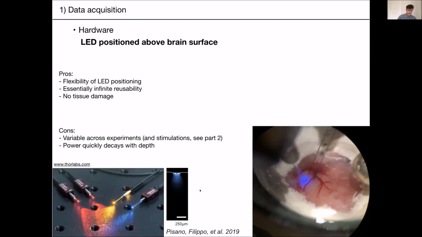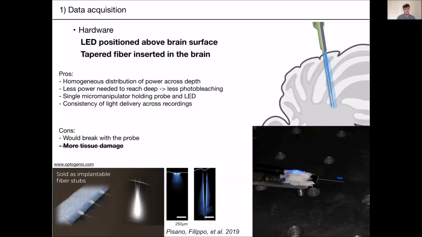anymore. So there's an alternative technique that we've just implemented in the lab, which is to use a tapered fiber inserted in the brain. So Optogenetics are selling these. I don't know if any other, I'm not trying to advertise for anyone, I just don't know any other company selling them. What you can do is stick one of these implantable fiber stubs onto your probe and keep them very close to each other, really like the dual probe that I told you about on the other slide.